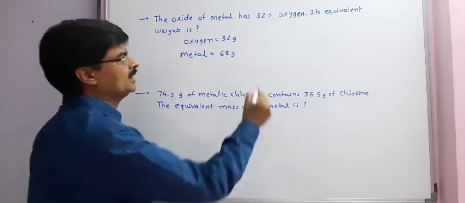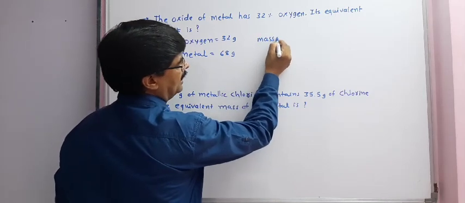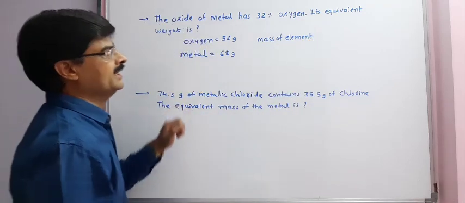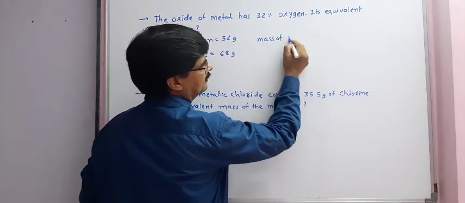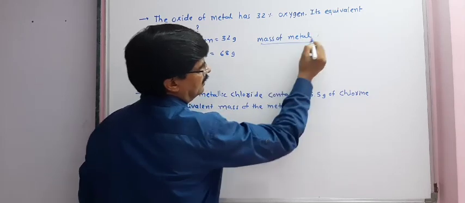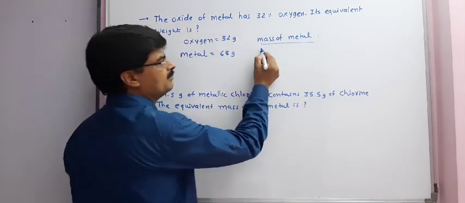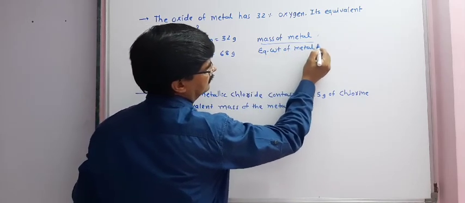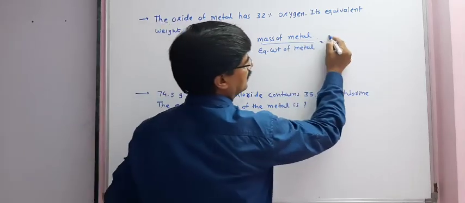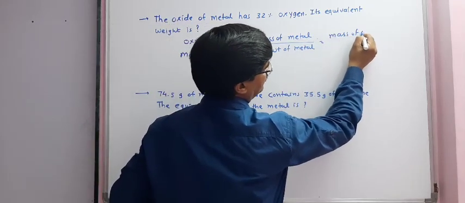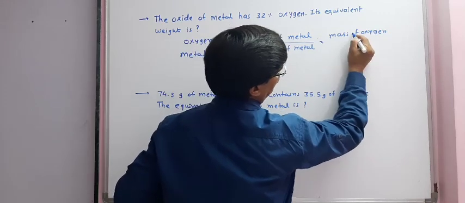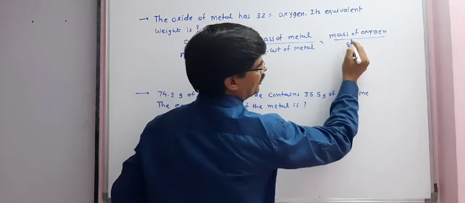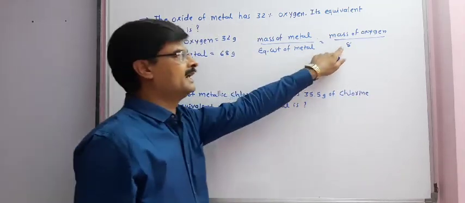Now applying the formula, mass of element, or simply here we have metal, so mass of metal or weight of metal divided by equivalent weight of metal is equal to mass of oxygen or weight of oxygen divided by 32 divided by 8, because it is the case of oxygen. So we will take 8.